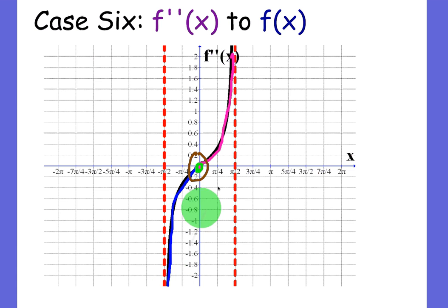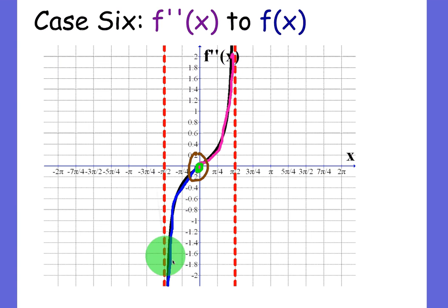Remember that f of x and f double prime of x are related based on concavity. And that's how we find concavity of f. We look at f double prime. So keep that in mind. We're jumping back from f double prime to f. So we can see this function is concave down from negative pi over 2 to 0. There's an inflection point there, and then it's concave up from 0 to pi over 2.